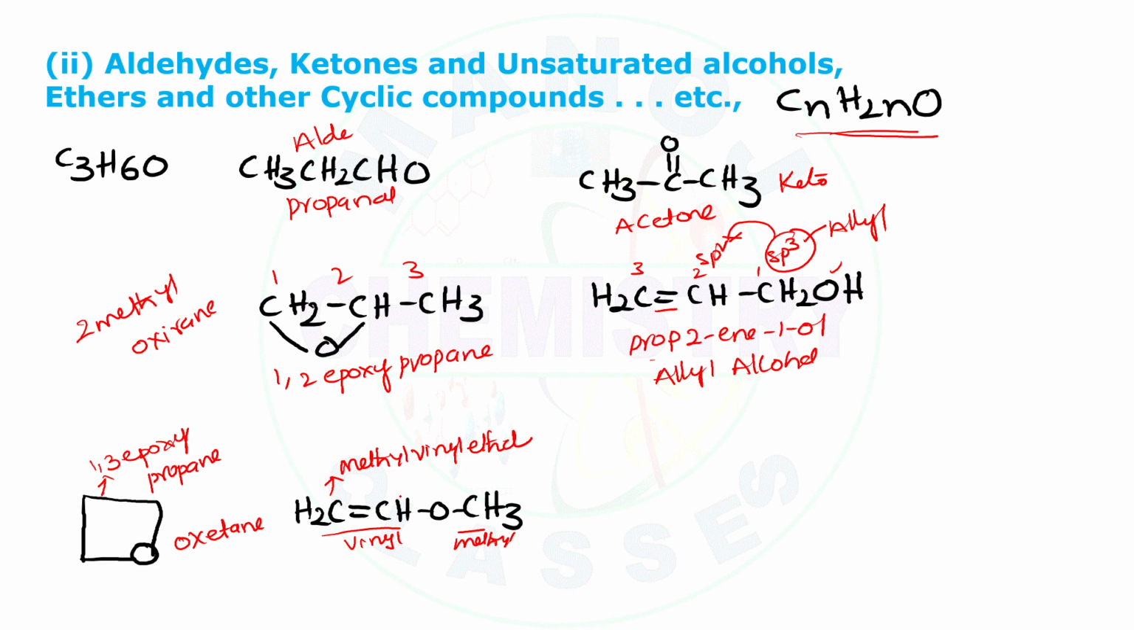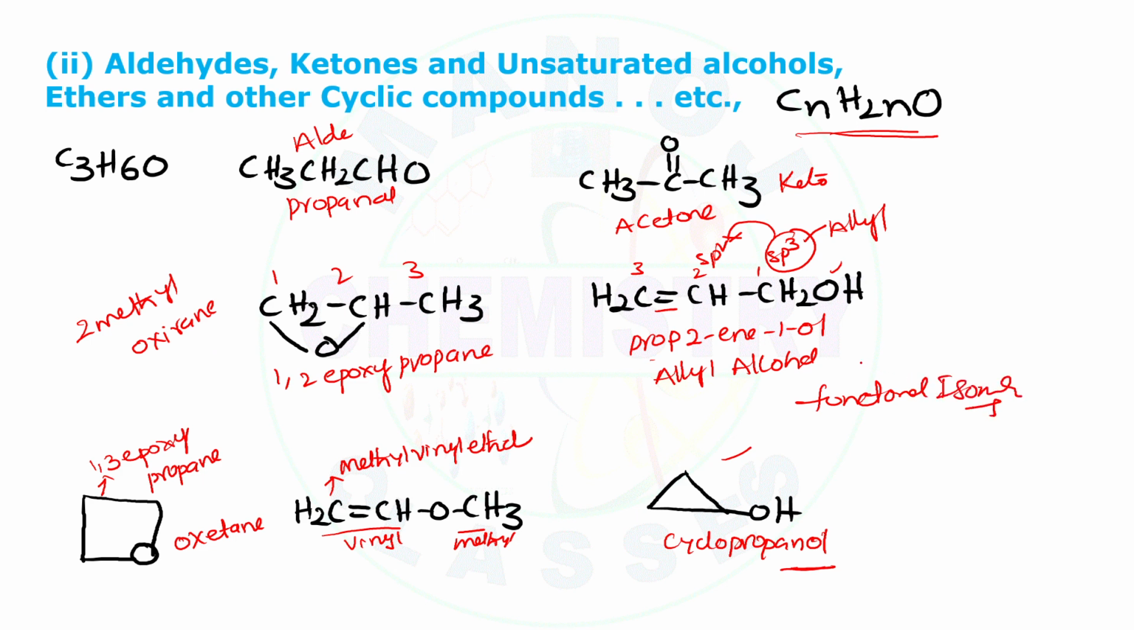So these are some examples of C3H6O. Coming to one more example, we can write cyclopropanol, an alcohol. We can also write cyclic compounds, cyclic ethers, and methyl vinyl ether, epoxypropane. All of these I can write with this formula. So all these are functional isomers. All these are functional isomers of which one?